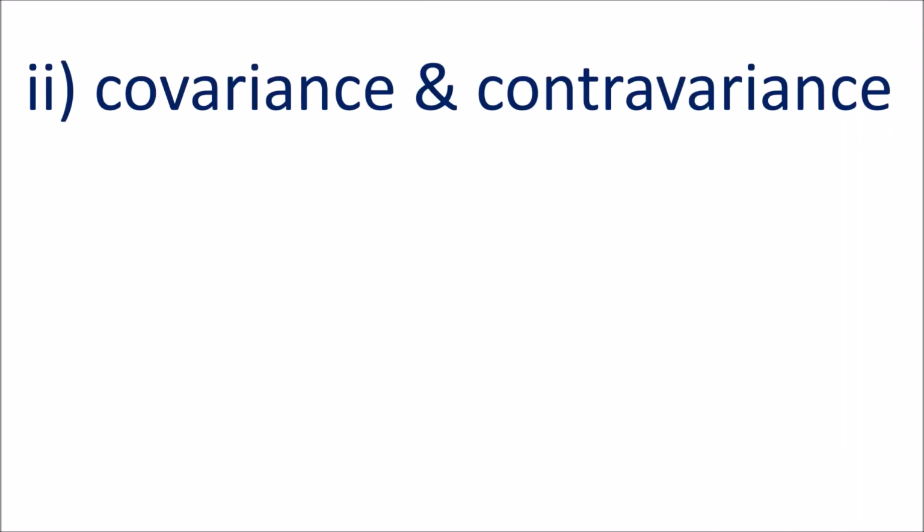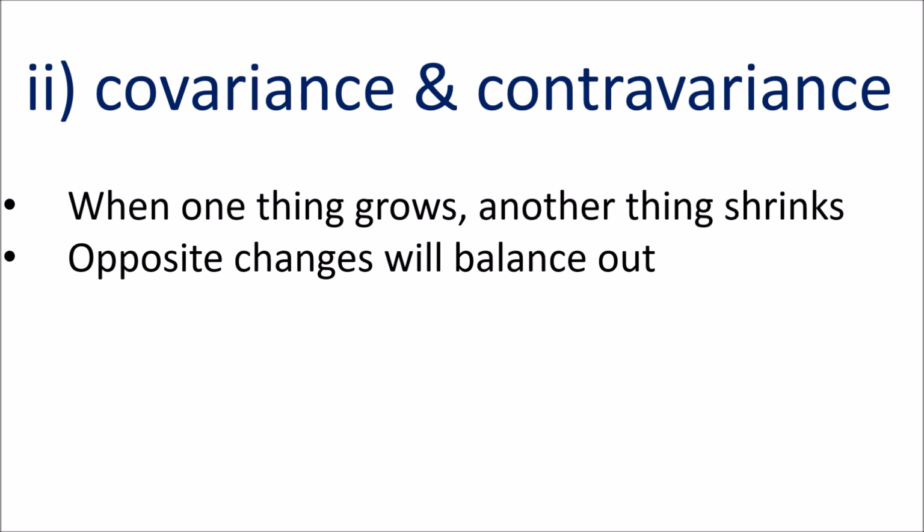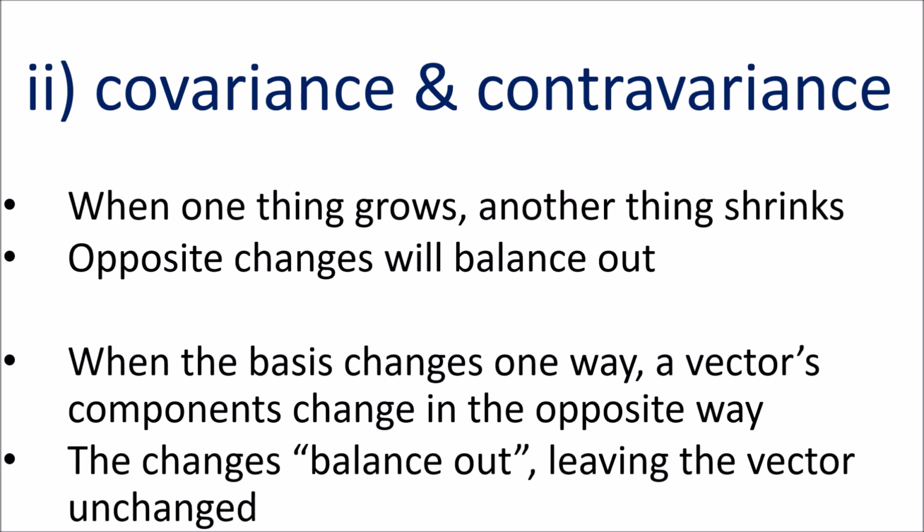So originally, we said that covariance and contravariance was all about this idea of one thing growing and another thing shrinking, and the opposite changes balancing out. To be more specific, when we change basis vectors in one way, a vector's components will change in the exact opposite way. These opposite changes will balance out, leaving the vector unchanged.